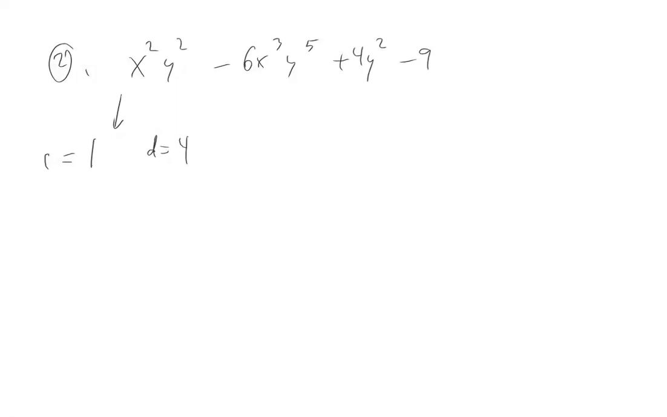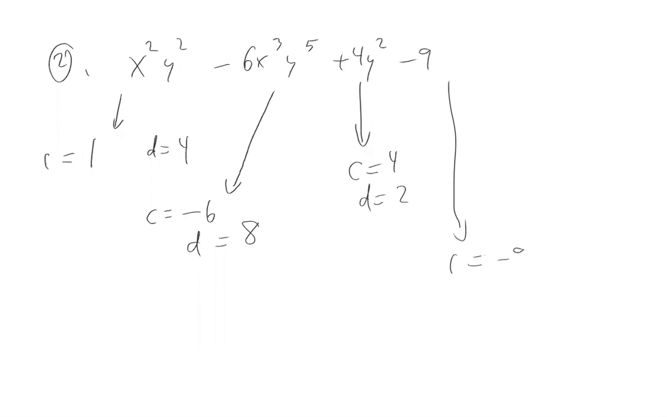Now let's look at the second term. The coefficient of the second term is negative 6. The degree of the second term is how many powers it has. It has a total of 8 powers. Then let's look at the third term. The coefficient of the third term is 4. The degree of the third term equals 2. Then let's look at the fourth term. The coefficient of the fourth term is negative 9, and the degree of it is 0, because there's no letters beside it.